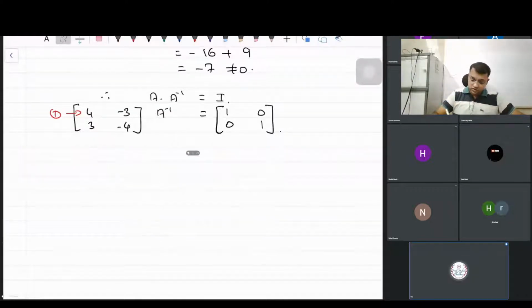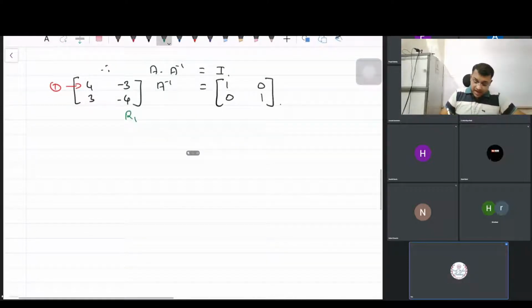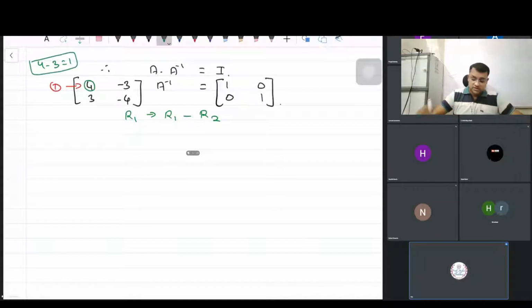Yeah, this has gone. Now, what I will do over here is, I will say R1 changes to R1 minus R2. Now, why am I doing it like this? The simple logic is that I require the first element to be converted into 1, and I know that 4 minus 3 is exactly equal to 1. So now when 4 minus 3 is equal to 1, it's simple for us that R1 minus R2 will result into 1. We are just focusing on one element.